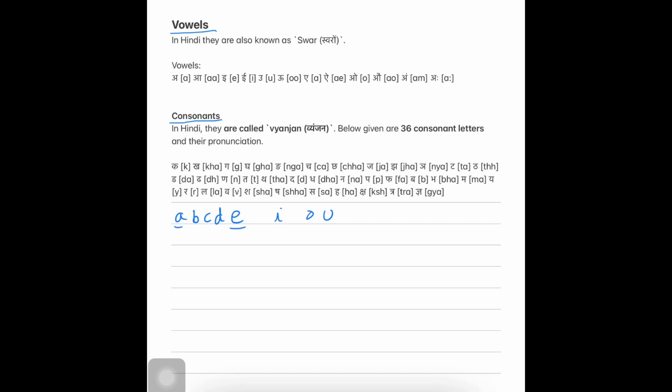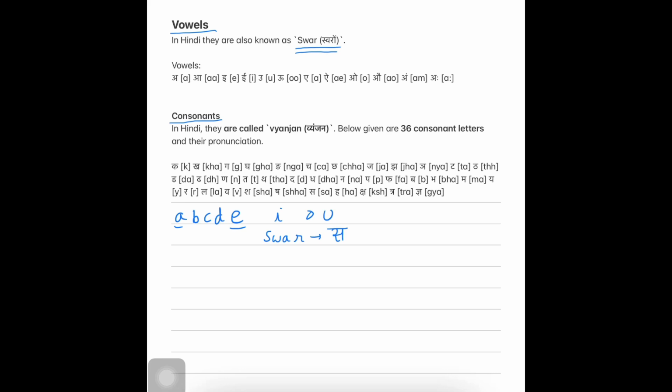So now, beginning with the vowels. Vowels in Hindi are called swar. Swar. How to write swar? You must have read this alphabet, that is sa.